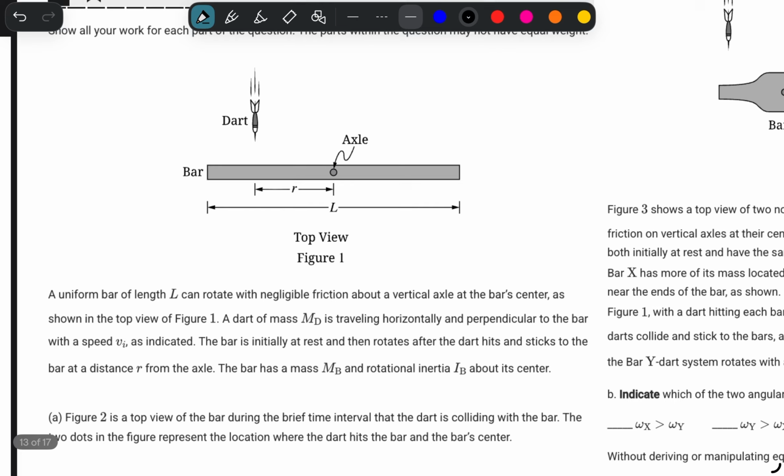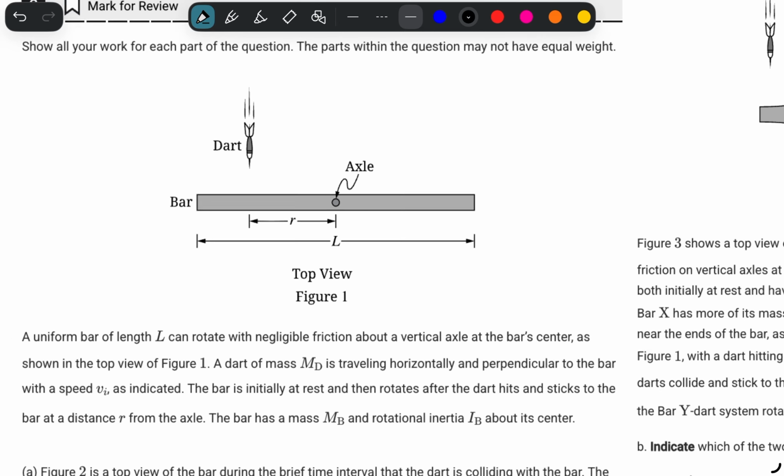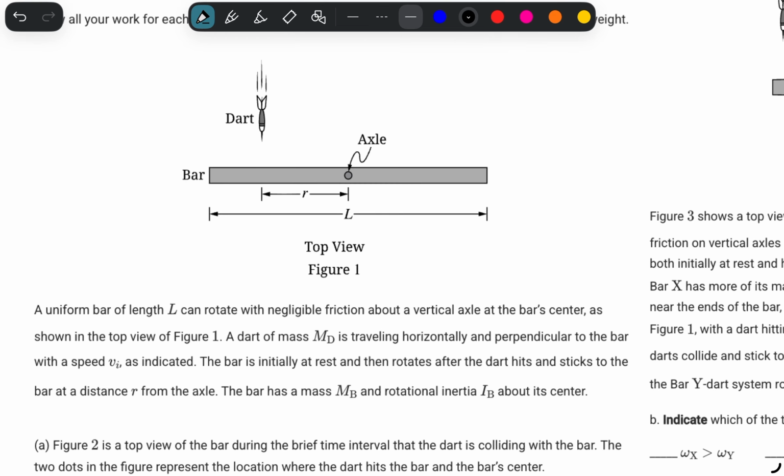In this video, we're going to be doing a Mathematical Reasoning FRQ. So let's start off with this. We have a bar of length L that can rotate with negligible friction about a vertical axle at the bar center. As shown in the figure, a dart of mass md is traveling horizontally and perpendicular to the bar with a speed v initial as indicated.